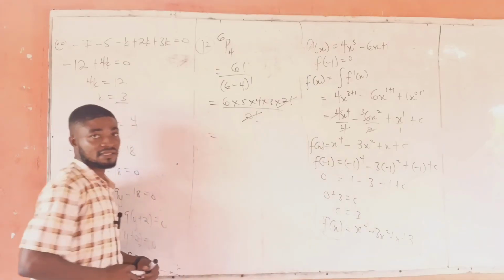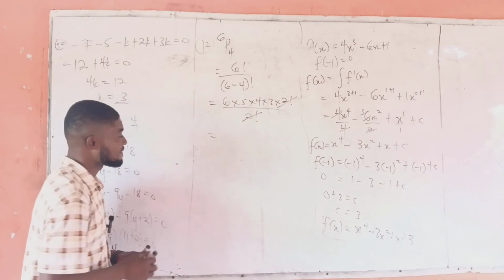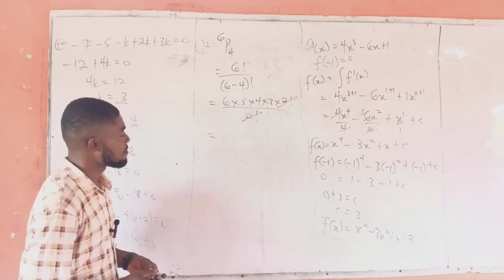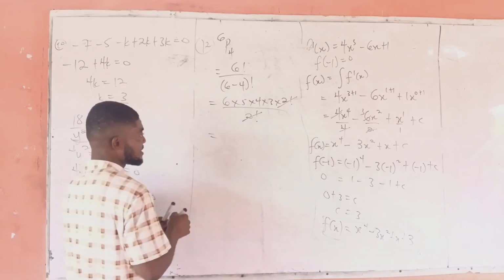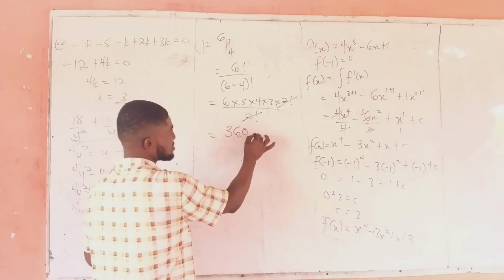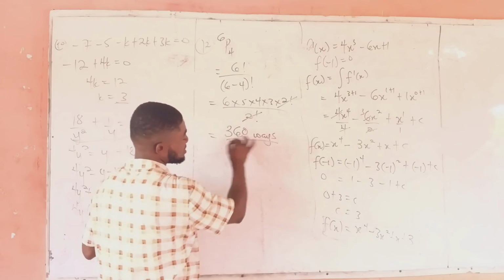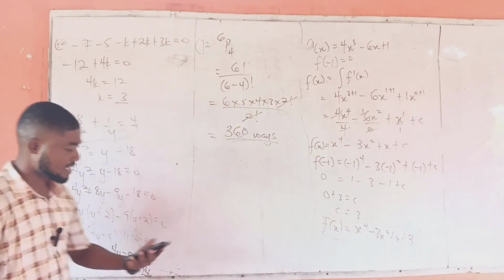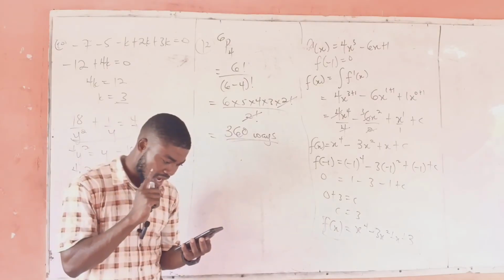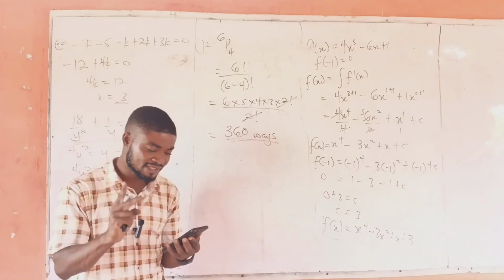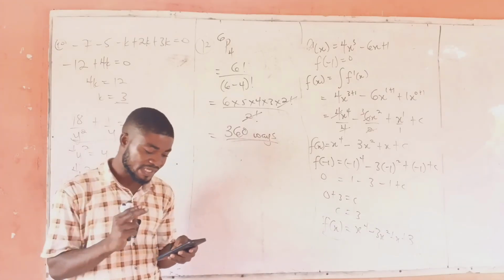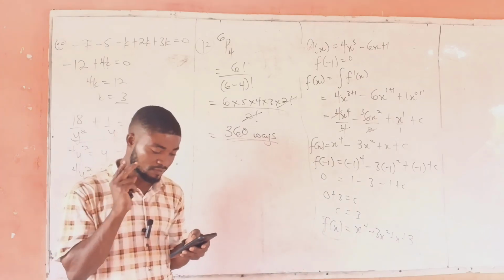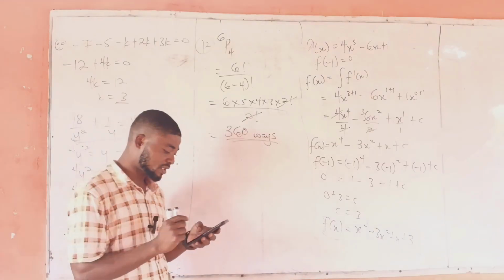6, 5, 30. 30 times 4, that should be 120. 120 times 3, that should be 360 ways. So 360 ways. When we look at the possible options, we have 360 over there. We also have 720, 516, 480, and then 320. And so 320 is the best option to be taken over here in this situation.